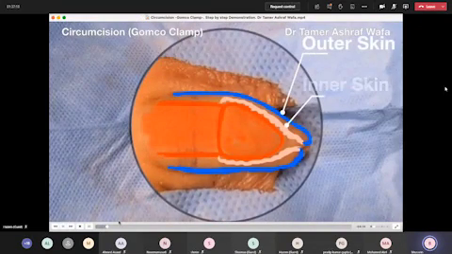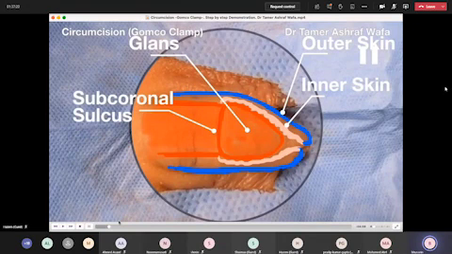Here you can see the outer skin. If you remove the outer skin alone, you can remove them at two stages, same sitting, but two stages. You remove the outer skin first and then you cut the outer skin and then you reach the mucosa.